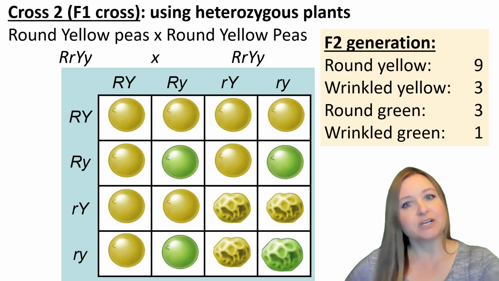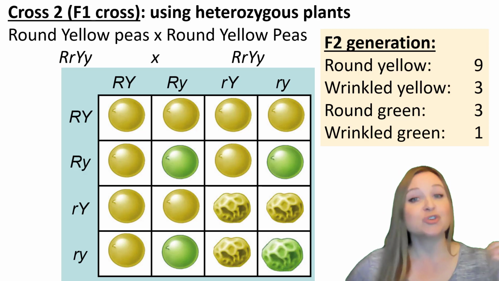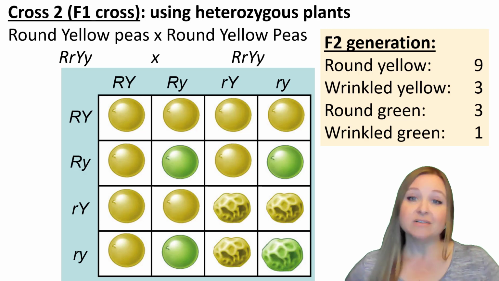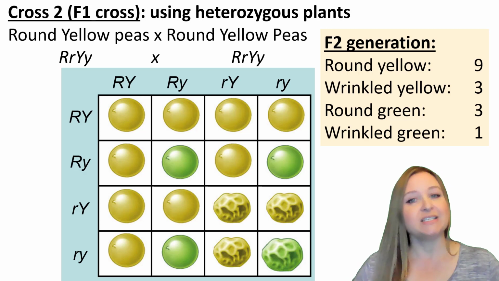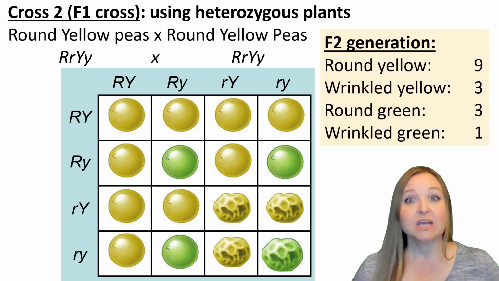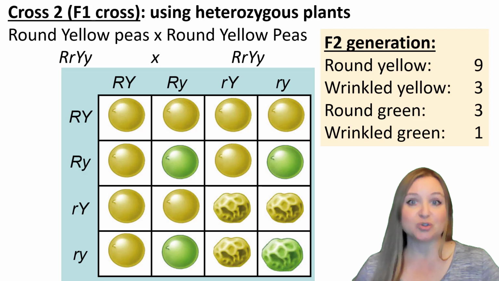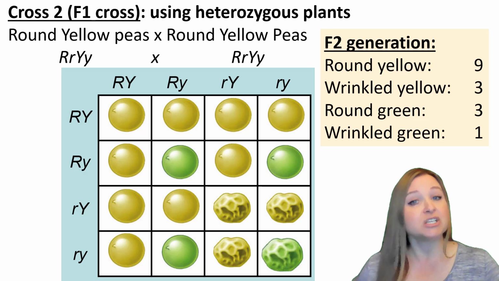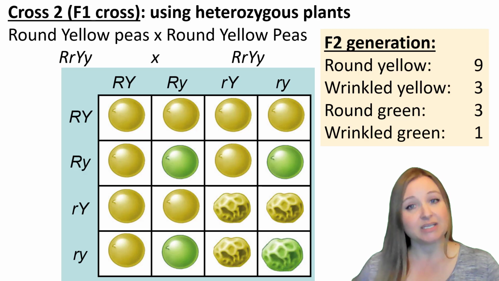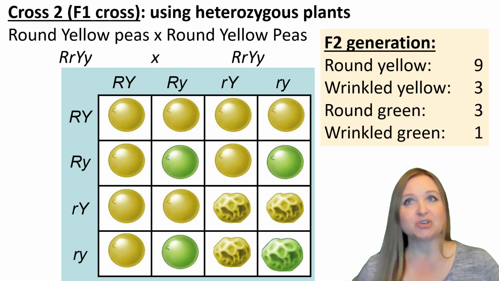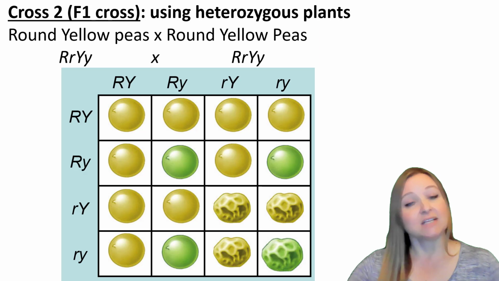And you're also going to have 3 other individuals that have round green peas, where round is the dominant phenotype and green is the recessive phenotype. Now, one of the 16 in the F2 generation is going to have both recessive phenotypes and have wrinkled green peas. Okay, so in that F2 generation, the magic number is 9:3:3:1. That's the magic ratio.